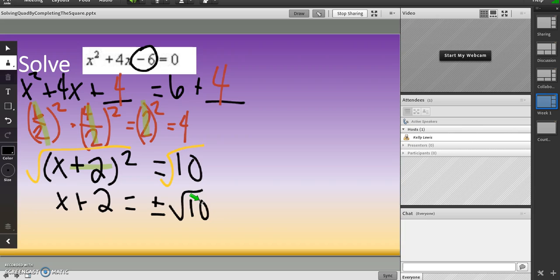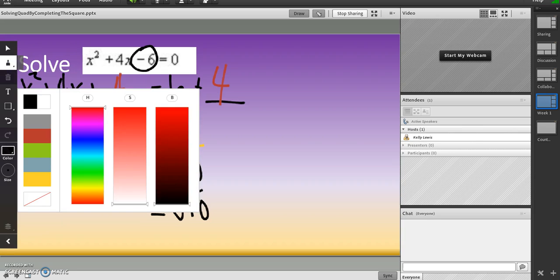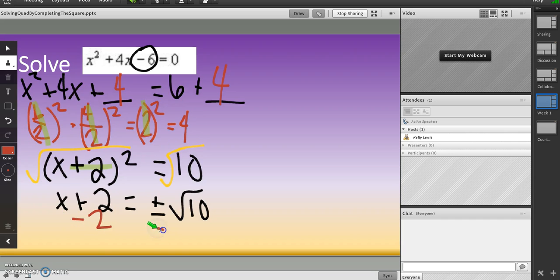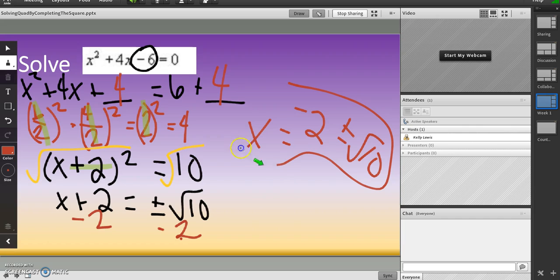10, there's no perfect square. You can't take out a 4, you can't take out a 9. So we need to subtract 2 on both sides. And we get x equals -2, right there, plus minus square root 10. Sorry, it's kind of, square root 10 is like 2 point something. Alright, so I want to pause on that. And then the next video I'll do a couple more problems.